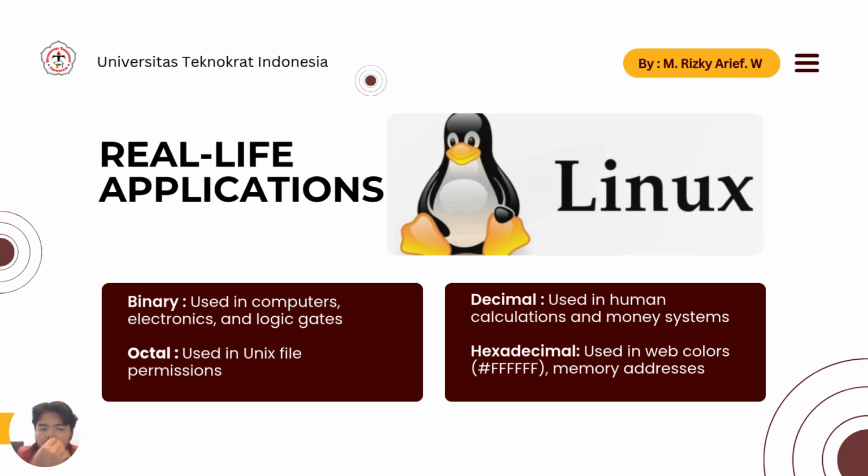Real life application. So binary is used in computers, electronics, and logic gates. Octal is used in Unix file permissions. Decimal is used in human calculation and money systems. And lastly, hexadecimal is used in web colors and memory addresses.